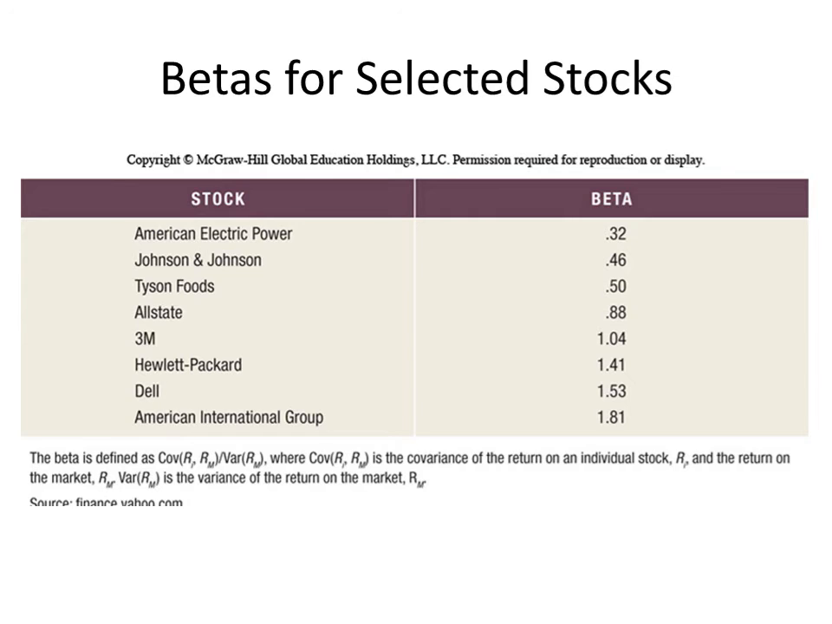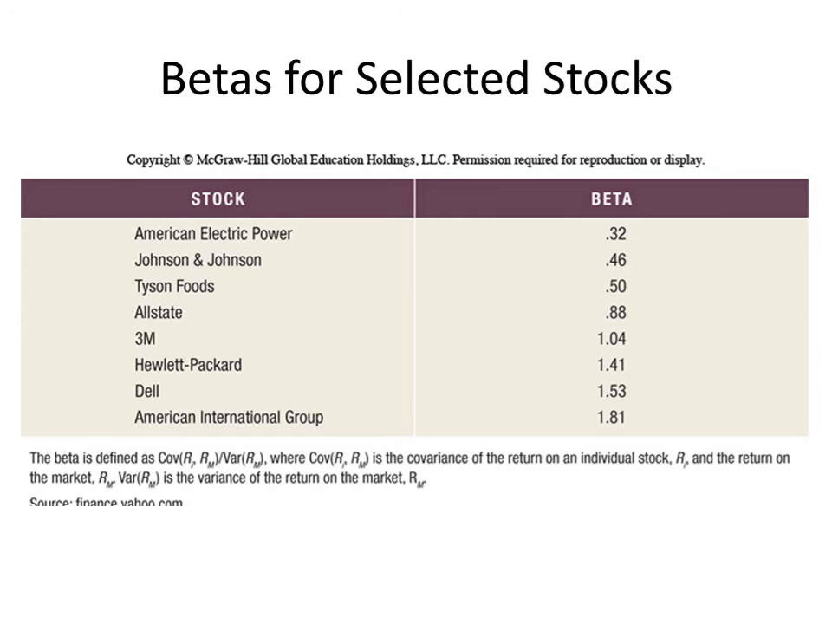And so we wind up with a situation where the fortunes of American Electric Power are not as tightly tied to the economy as other companies. And so it has a low beta. Johnson & Johnson is a healthcare company.